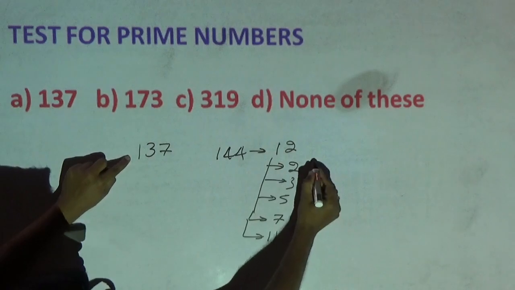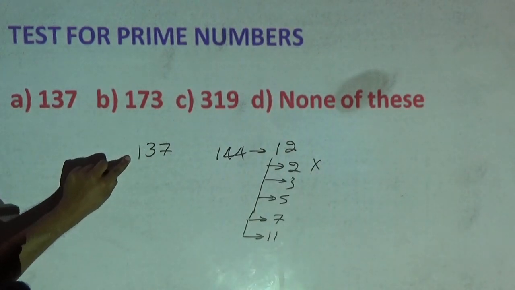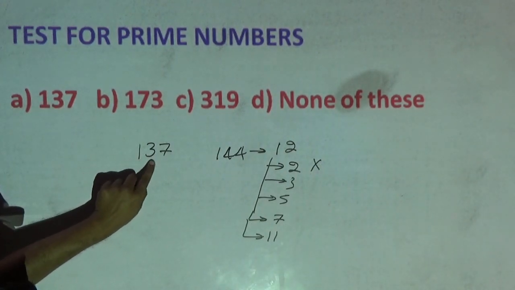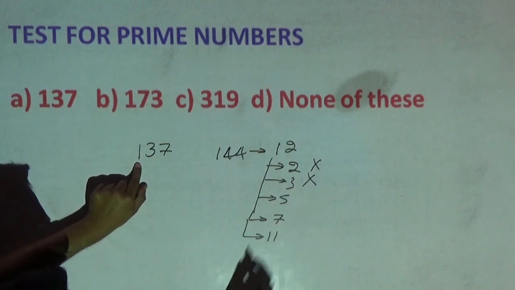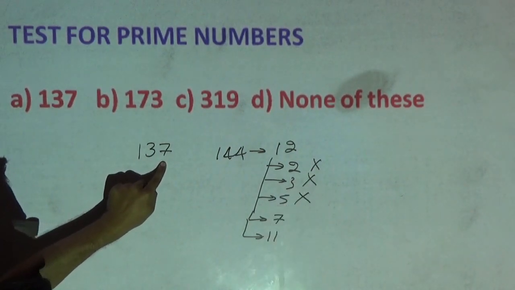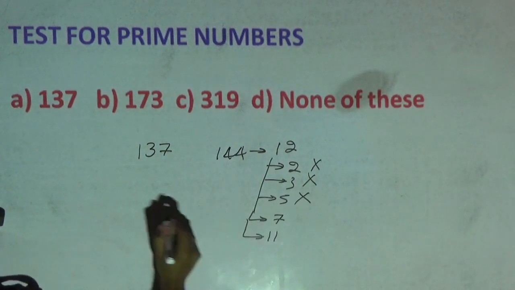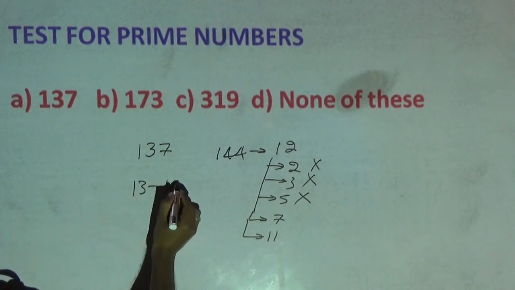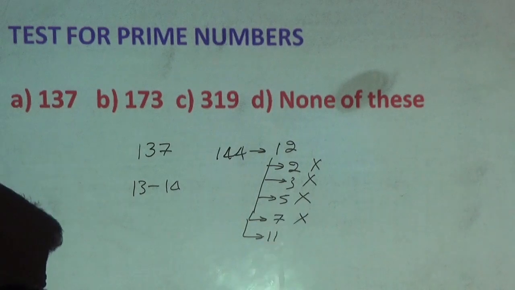Is 137 divisible by 2? No. Whether it is divisible by 3? Check the sum of all the digits: 1 plus 3 plus 7 is 11, and 11 is not divisible by 3. Whether it is divisible by 5: the unit place is not 0 or 5, so not divisible by 5. Whether it is divisible by 7, how to check? 13 minus 14, that is minus 1. That is not divisible by 7.